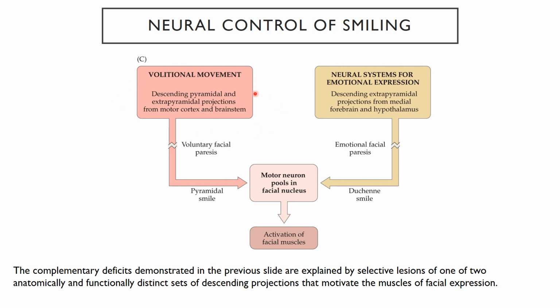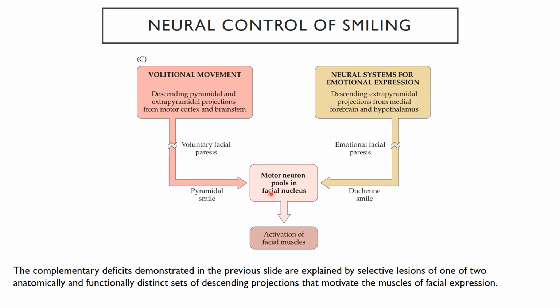right? So the voluntary movement coming from the motor cortex, and then we have a separate set of areas coming from extrapyramidal projections from the medial forebrain and the hypothalamus. So a lot of the emotional areas of the brain regulate the emotional smile. And when there's damage on this circuit, this leads to emotional facial paresis, like in that boy. And this is referred to as a Duchenne smile because of a scientist who had studied this phenomenon. His last name is Duchenne.